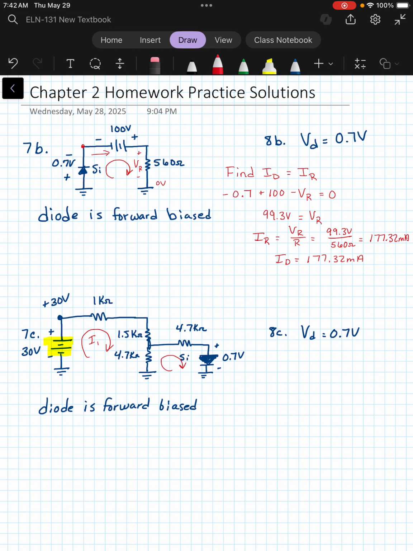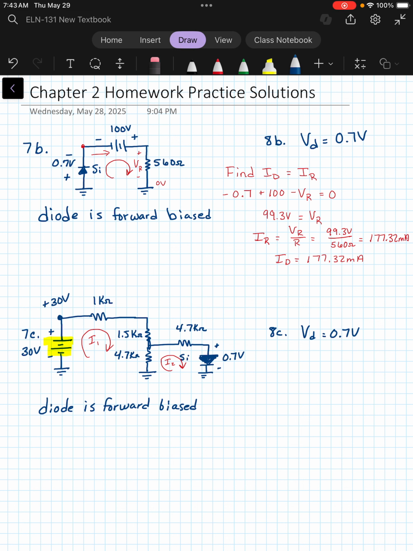I'm going to call this mesh my I1 mesh and this one my I2 mesh. And what I'm going to do is then write my equations for each mesh current. Remember, we need two equations because we have two unknown currents here, and then we're going to solve them simultaneously to find the answer that fits both equations.